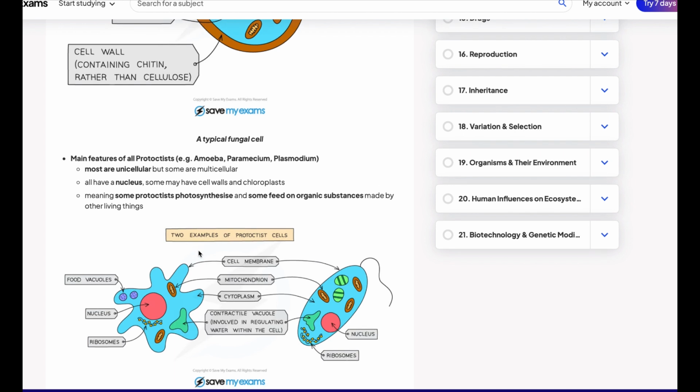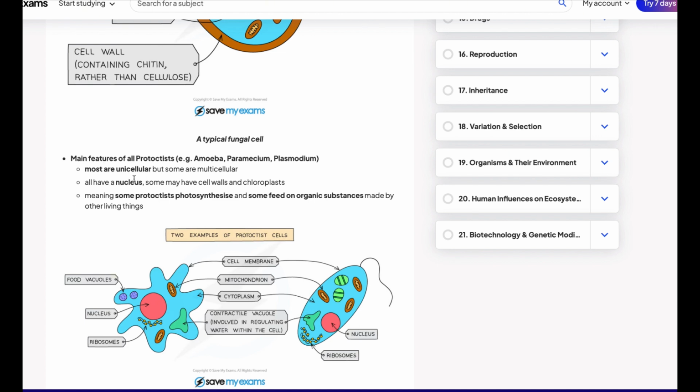Now let's take a look at the main features of the protists, the fourth one in the kingdom. A good example is amoeba, paramecium, and plasmodium. Each one, you must remember the example. For protists, a good example is amoeba, paramecium, and plasmodium. They are always in the exam paper.